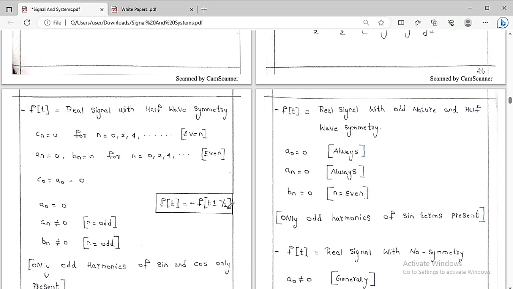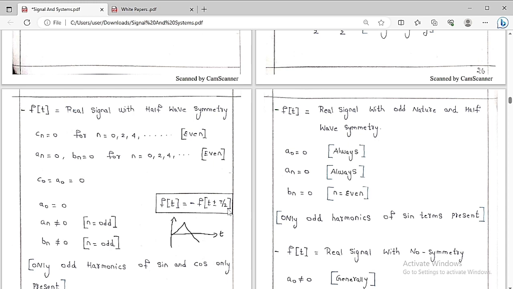Suppose there is some signal. Give that signal a delay by T by 2, flip it and reverse it, and you should get the same signal. If you want an example, let me give a small example so that we can easily understand. I will give a signal like this.